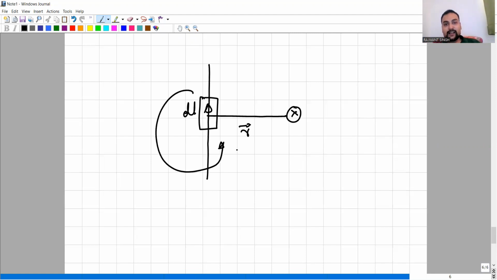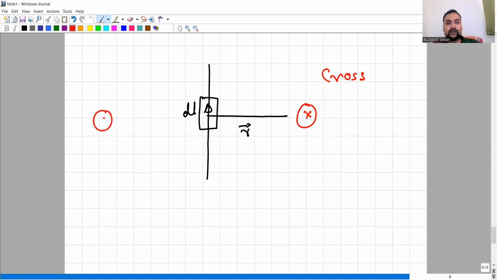You go the smaller angle. I hope you remember that. So you have to put your hand from the dl vector and move towards the r vector. You will see your thumb would be pointing inward, and you already know that the direction of the magnetic field for this current conductor will be a cross here and a dot here. That means if you do this dl cross r, you will actually find your thumb pointing inward at this direction.